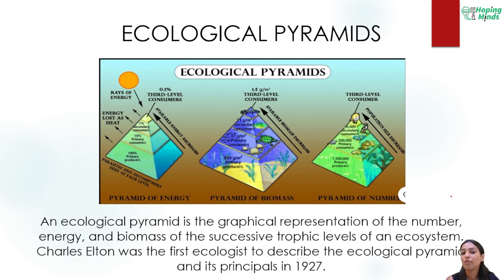Ecological pyramids are of three types: of energy, of biomass, and of number. It is an important thing to remember that Charles Elton was the first ecologist to describe an ecological pyramid and its principle as early as in 1927.